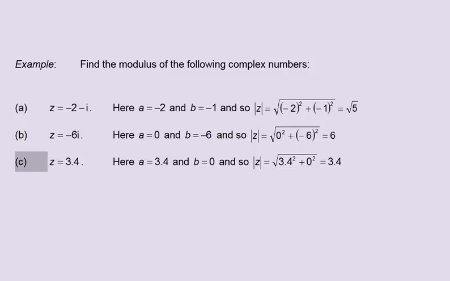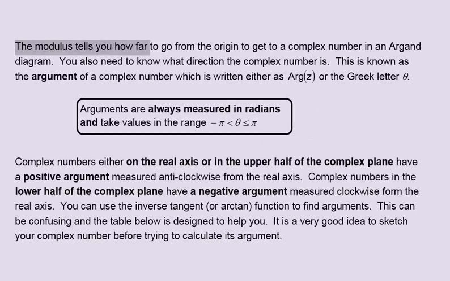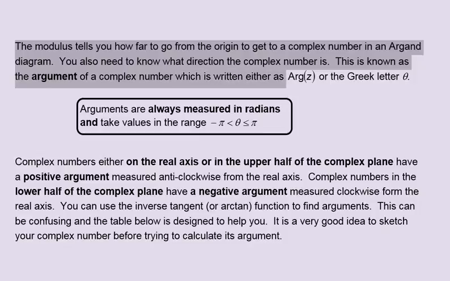C. z equals 3.4. Here, a equals 3.4 and b equals 0 as there is no imaginary part, and so the magnitude of z equals the square root of 3.4 squared plus 0 squared, which equals 3.4. The modulus tells you how far to go from the origin to get to a complex number in an Argand diagram. You also need to know what direction the complex number is. This is known as the argument of a complex number, which is written as either arg of z or the Greek letter theta.